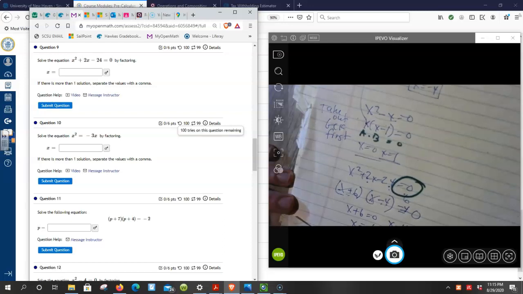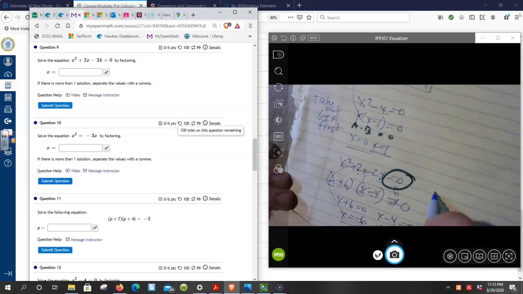And those are the two numbers that if you put them back in here one at a time, will make it 0. So just to show you, if we put a 4 in here, we're going to get 16 plus 8 minus 24. And you see that does equal 0. Let's put a negative 6 in. You get 36 minus 12 minus 24, and you see that does equal 0. That's called checking your answer.